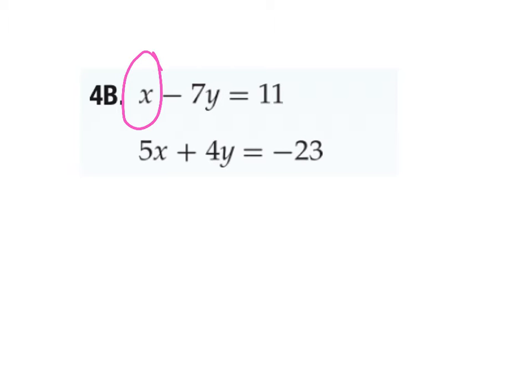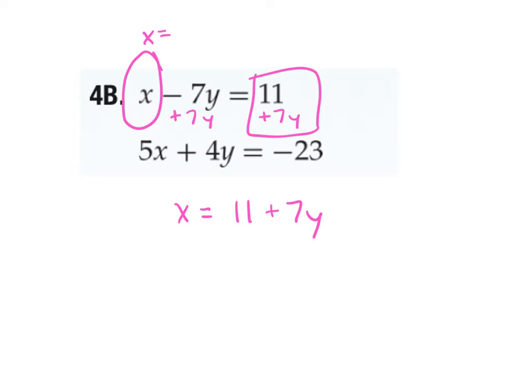So how do we solve for x? Remember, we want it to be x equals, so we're going to add 7y to both sides. So now we get x is equal to 11 plus 7y. Remember, these two are not like terms, so we can't combine them together. So we just leave it 11 plus 7y. Now we have something for x. x is equal to this. What can we do here?